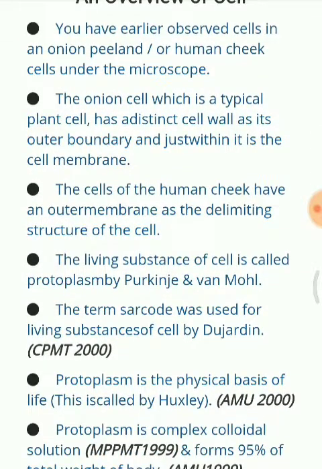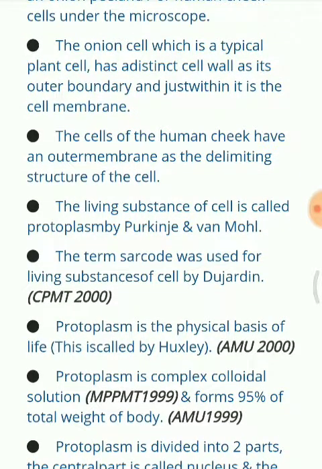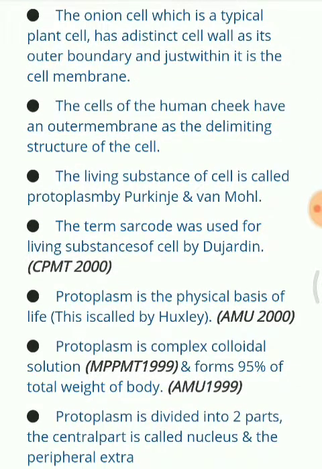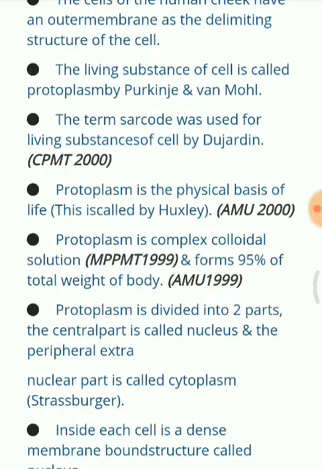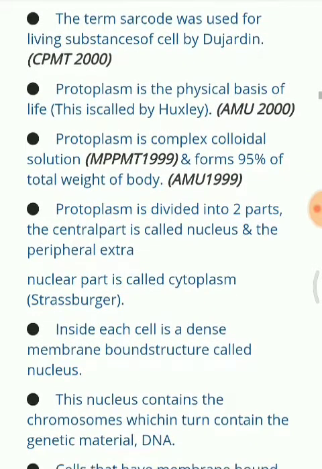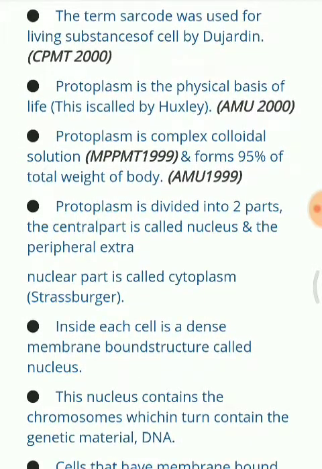The living substance of the cell is called protoplasm, a term given by Purkinje and Von Mohl. The term sarcode was used for the living substance of the cell by Dujardin. Protoplasm is the physical basis of life, as called by Huxley. Protoplasm is a complex colloidal solution and forms 95% of the total weight of the body.